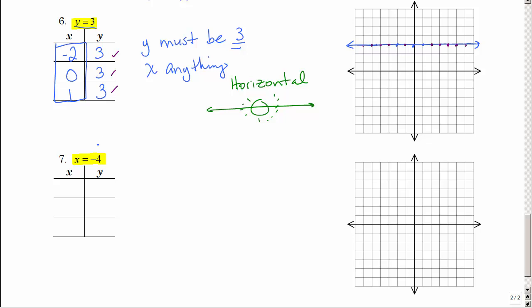What does this say? This says x must be -4. And what does that say about y? y can be anything. So again, you can choose anything you want. 1, 2, 3, 4, 5, 6, your birthday, whatever. It doesn't matter. All right, so again, I'm going to pick some different numbers. You pick yours, I pick mine. We graph, then we'll compare.